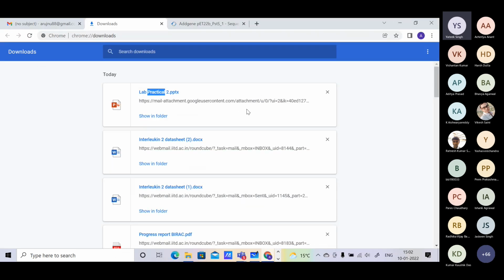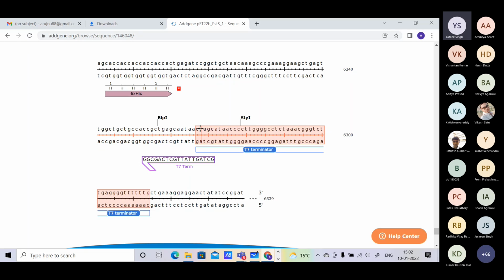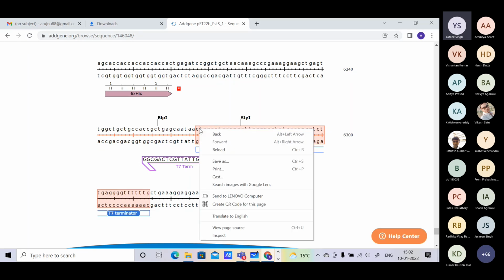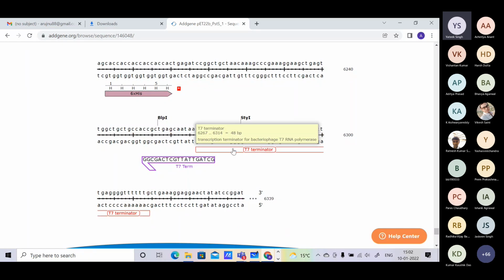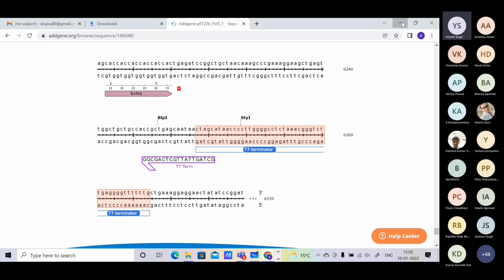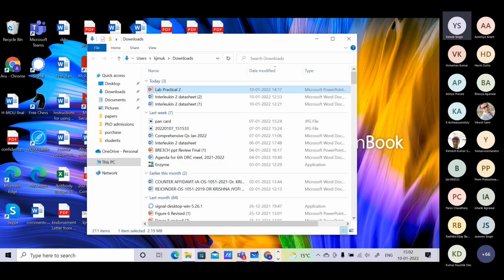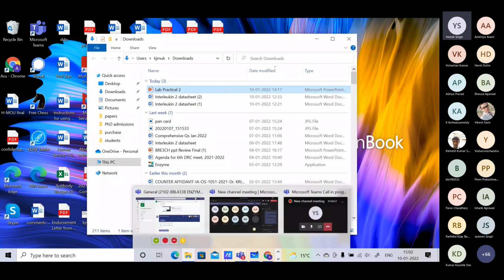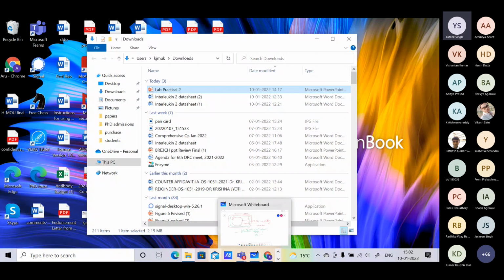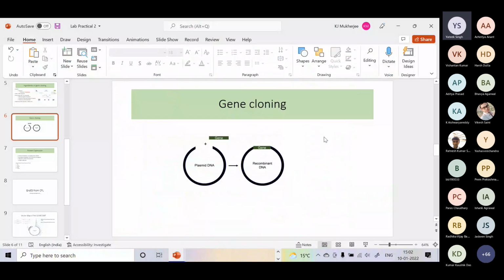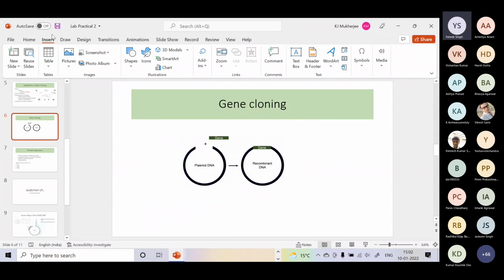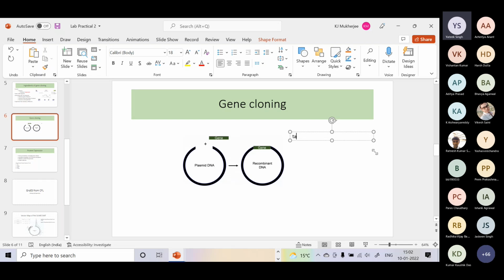Is it a problem with the internet? Why is it not copying? I don't know how this laptop is functioning. There is some problem with this.